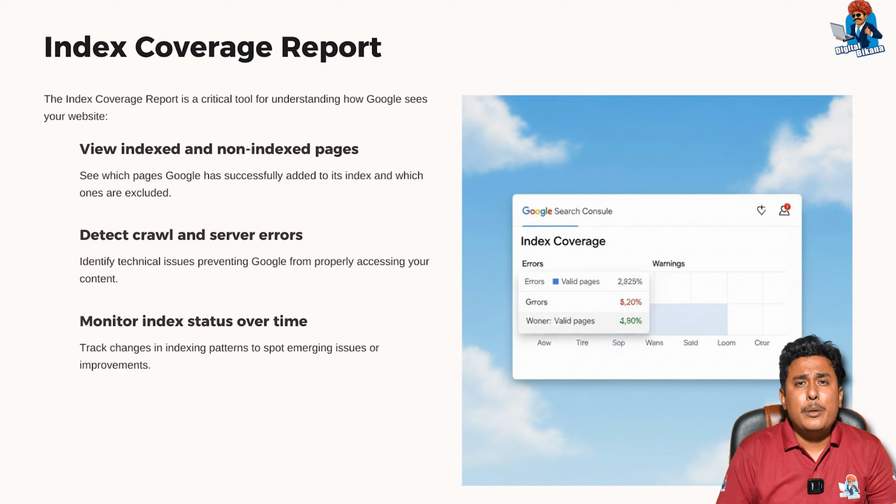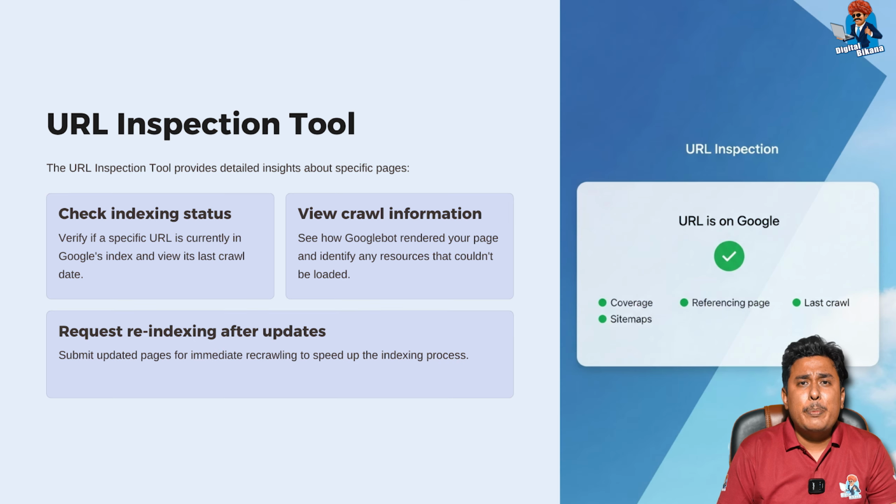The index coverage report shows which pages are indexed and which have errors. It helps identify crawl errors, server issues, or blocked pages that might affect SEO. The URL inspection tool lets you check the indexing status of any page. You can see how Google sees your page and request re-indexing after making changes.